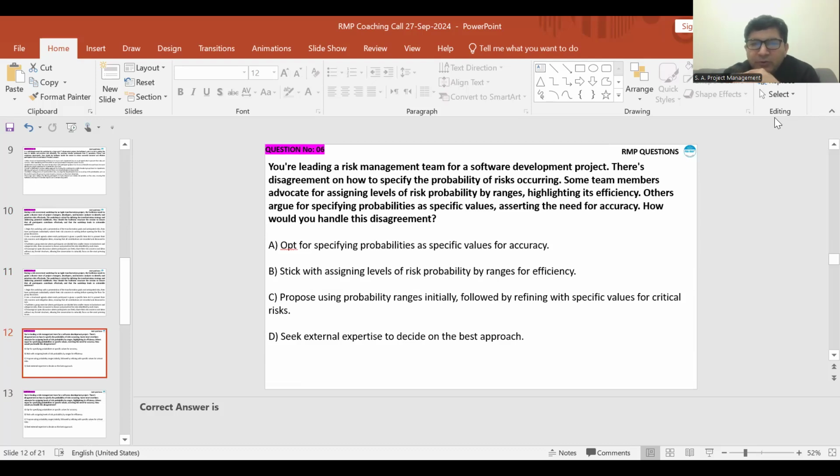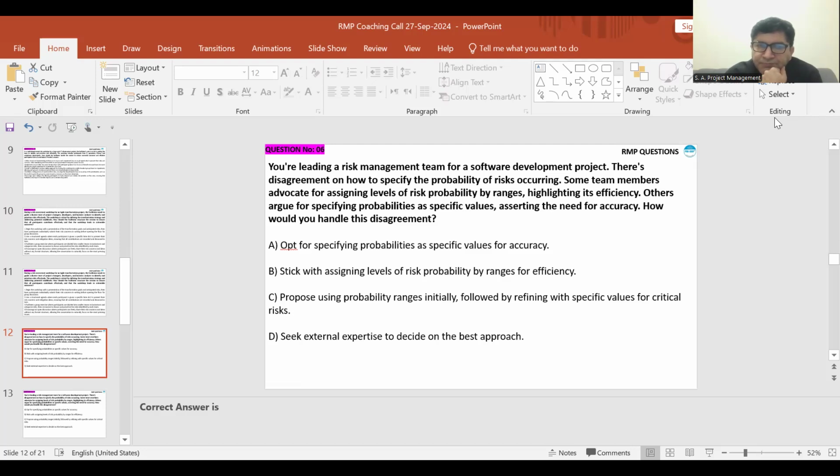Question number 6. Abu Bakr bhai, for you. You are leading a risk management team for a software development project. There is a disagreement on how to specify the probability of risk occurring. Some team members advocate for assigning levels of risk probability by range, highlighting its efficiency. Others argue for specifying probabilities as specific values, asserting the need for accuracy. How will you handle this disagreement?